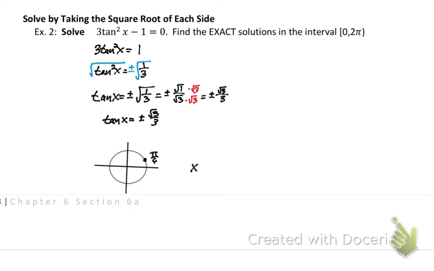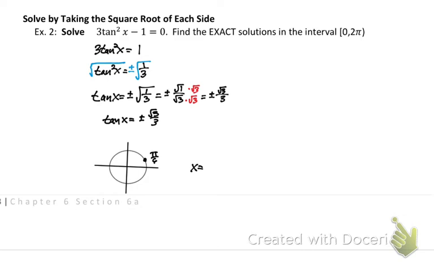How do you know that? You're going to look at your unit circle. So look at your unit circle, look at pi over 6. What's your tangent value there? Root 3 over 3. Now, because it's positive or negative, there must be one in every quadrant.